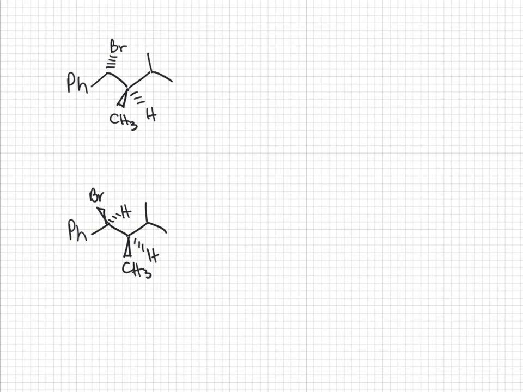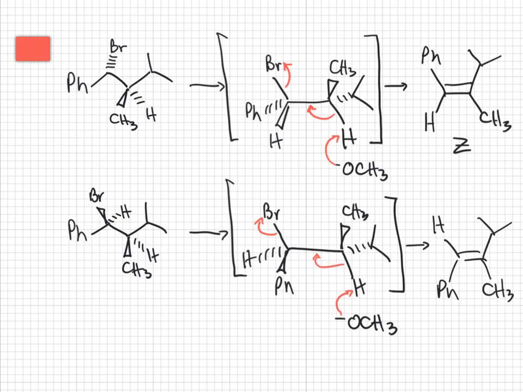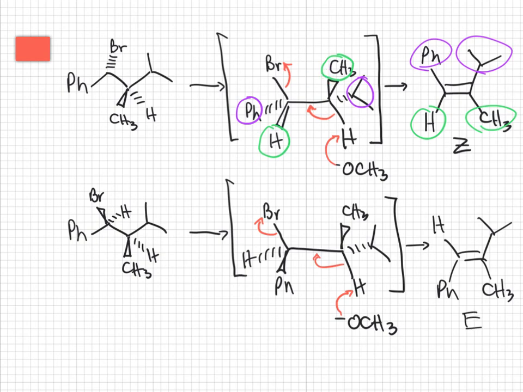What about acyclic alkyl halides then? Pause the video now and work out which geometric isomers result from the following stereoisomers. To solve this problem, I drew the appropriate conformer for each isomer. I then identified which groups would end up on which face of the alkene. This gave me the Z and the E alkenes, respectively, from each given isomer.